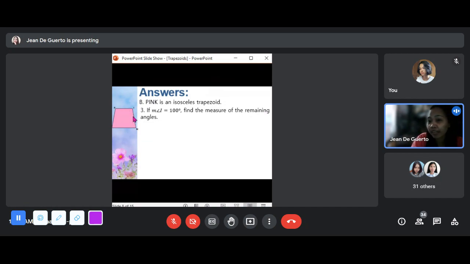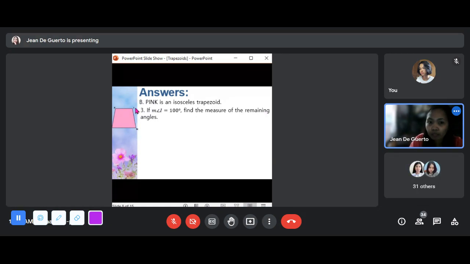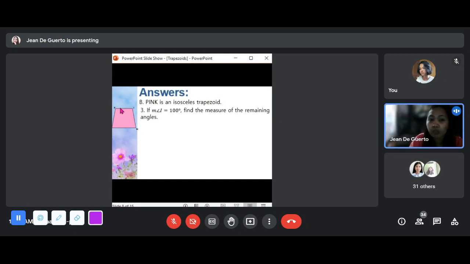But what is its pair? Who is its partner there, P, K, or N? Jeka? Ma'am, angle P. Okay, we have angle P. So angle P and angle I are a pair of base angles. They are our first pair of base angles because segment PI is the base, which is included between angle I and angle P.